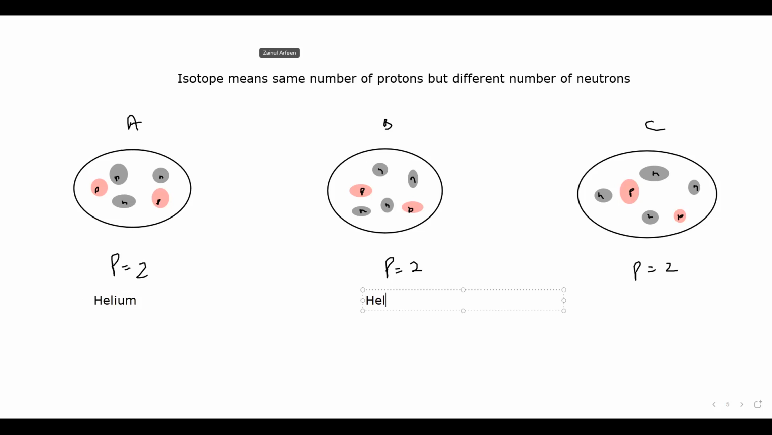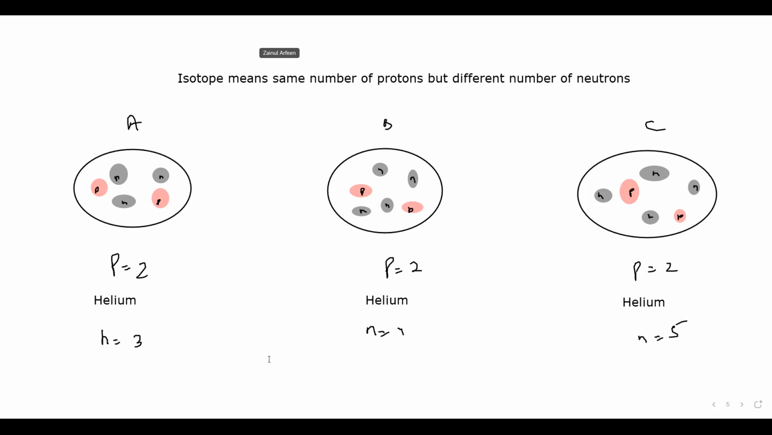This is also helium. This is also helium. But when we check the neutron numbers, how many neutrons are there in the first one? There are 3 neutrons. In the second one, there are 4 neutrons. And in the third one, there are 5 neutrons. So they have different numbers of neutrons and the same number of protons.